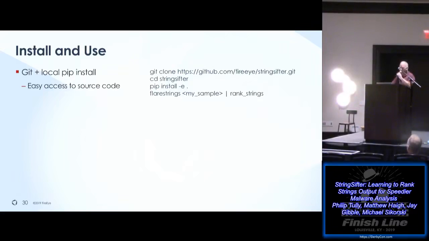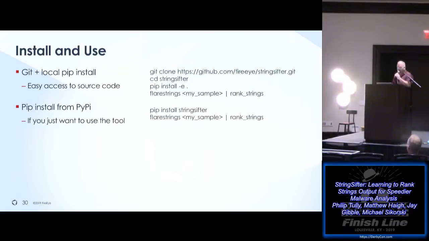You can see it's just a few. If you're maximally lazy, this is the way to get up and running. Pip install stringsifter, one word, all lowercase, and once you do that, it's ready to go. Then you can run flare strings and rank strings immediately.